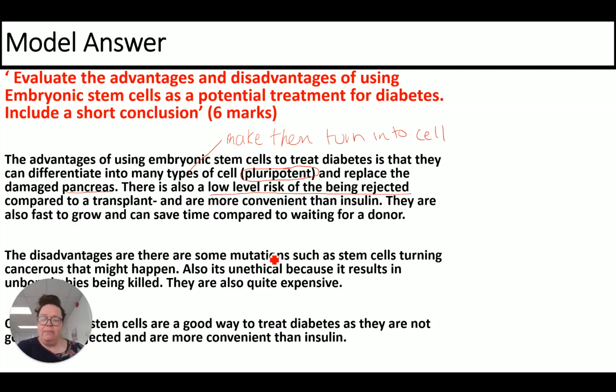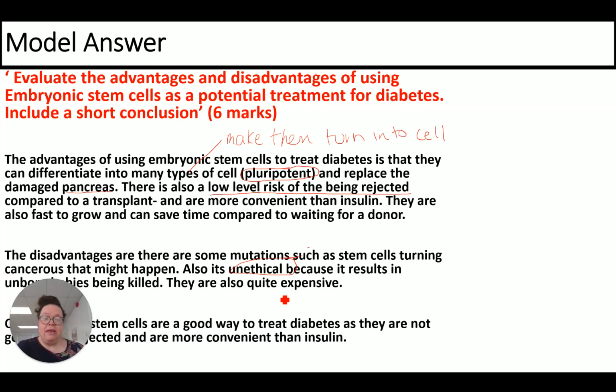Some stem cells can get mutations in them, which is where the DNA slightly changes. So they could become cancerous. Then we've got an unethical bit here. Now, if you're ever going to say anything is unethical or morally wrong, be specific. Okay? So in this case, it's unethical because unborn babies are being killed. If it was, let's say, a question about animals, you could say this is unethical because you can't ask the cow if it wants to do whatever.